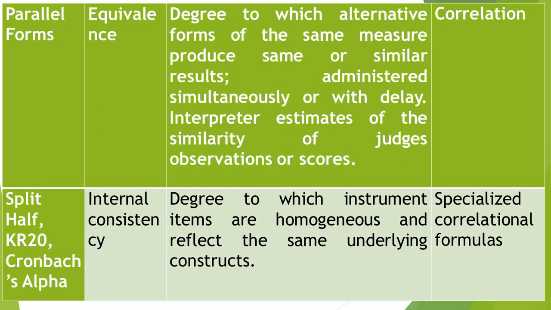This is the most common, the Cronbach alpha. It is the degree to which instrument items are homogeneous and correlated, reflecting the same underlying construct. So all you have to do is look for 30 respondents for reliability testing. Make sure that the 30 respondents are not included in your targeted respondents in the conduct of the actual study. So they have the same characteristics as the respondents, but are different respondents.